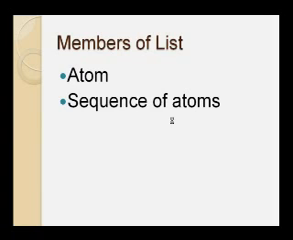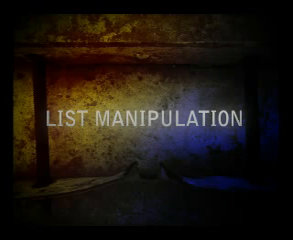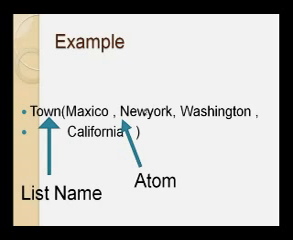We'll take a simple list and identify the content. As you can see, it's made up of a sequence of characters or a sequence of words or phrases. A single component in a list is called an atom, and we can find a sequence of atoms in a list. I think now you have a basic idea about lists.